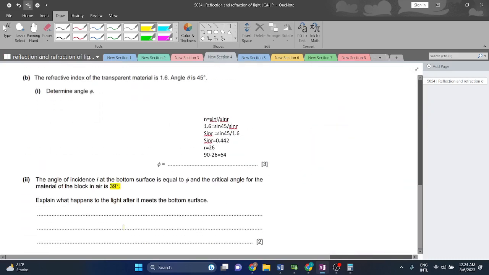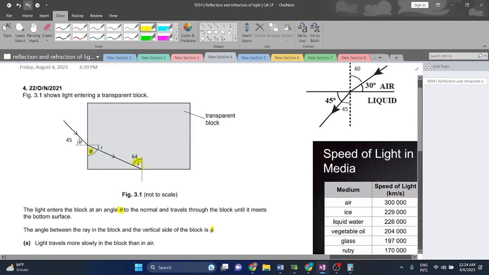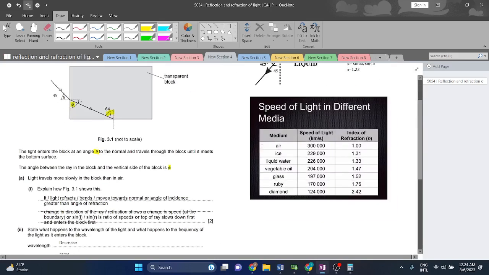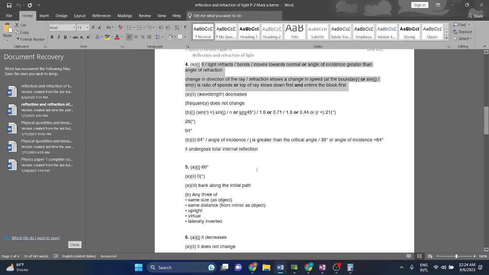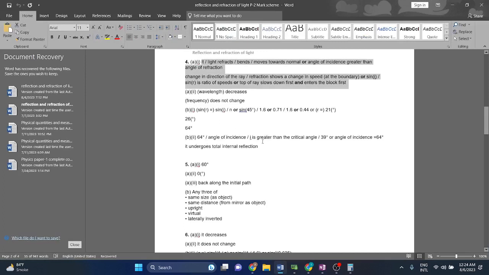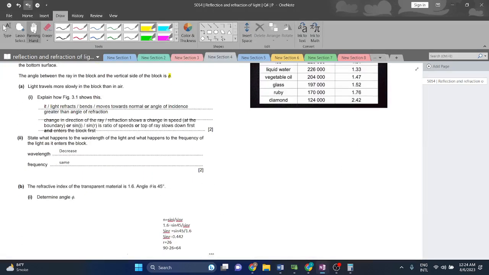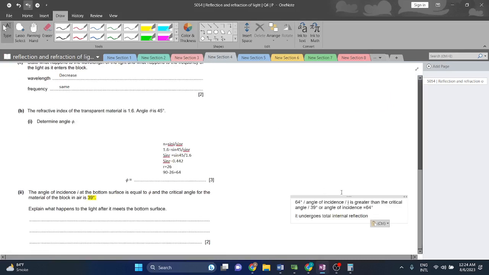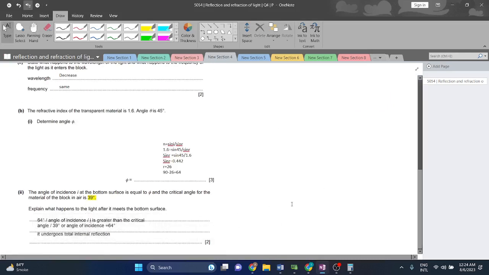What does that relate to? It relates to there being a total internal reflection. जब total internal reflection होती है, it will reflect on its own and go back into the denser medium. ठीक है ना? So 64, angle of incidence i, is greater than the critical angle which is 39. So therefore it will undergo total internal reflection. Whenever the angle of incidence is greater than the critical angle it will undergo total internal reflection.